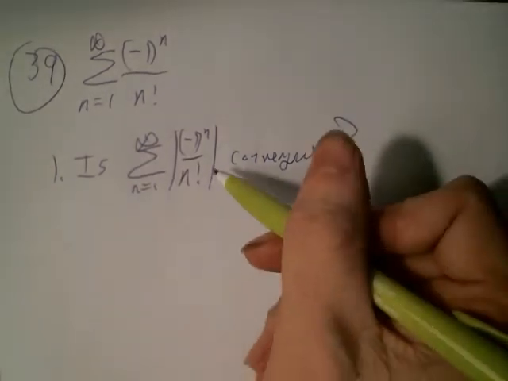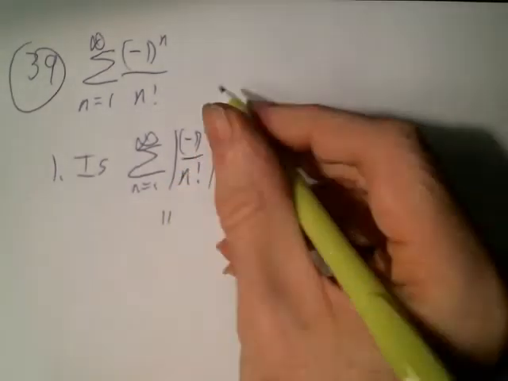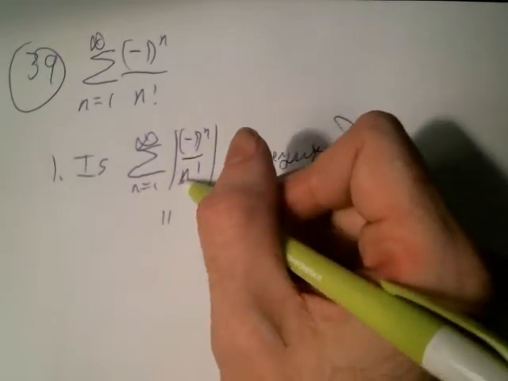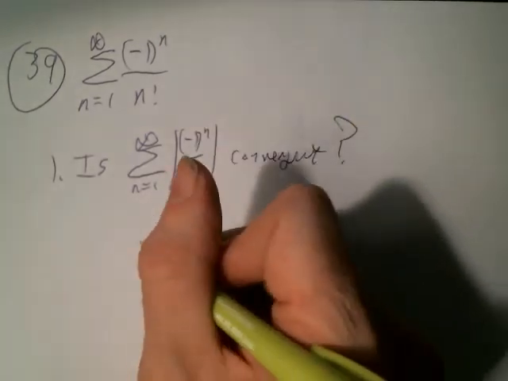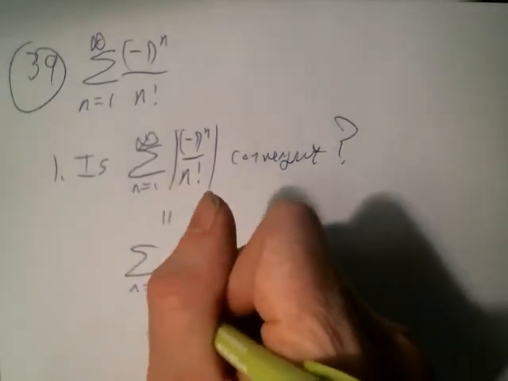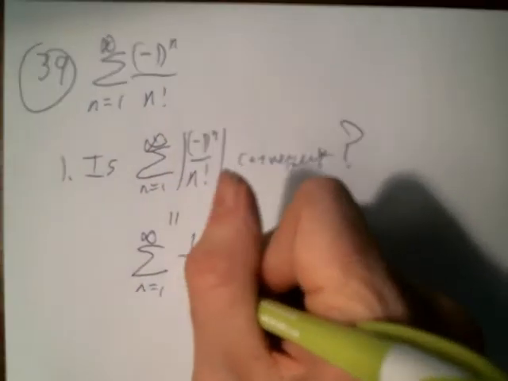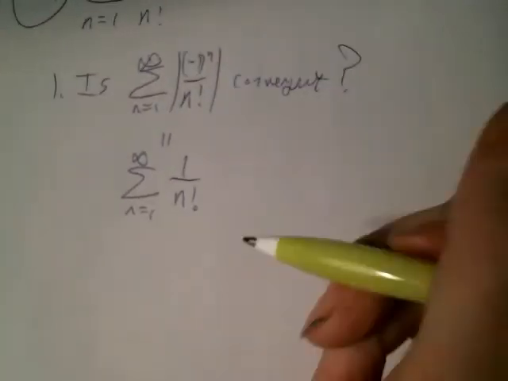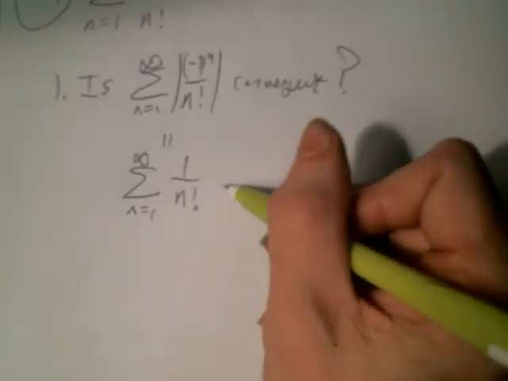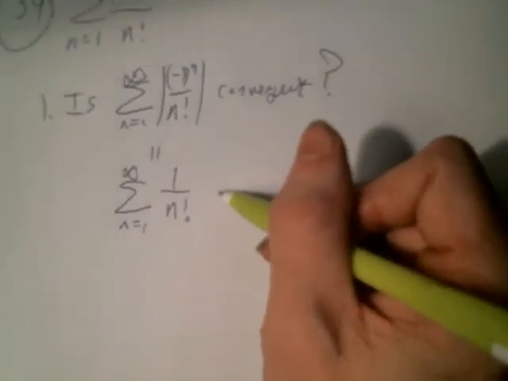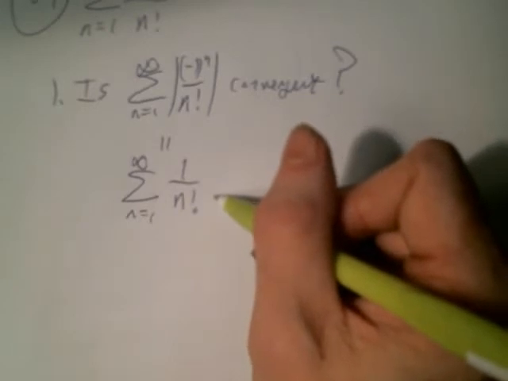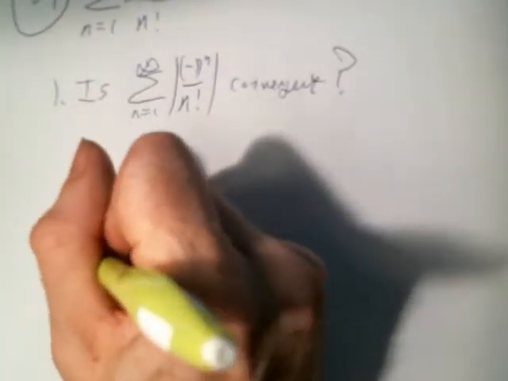So what is this thing? Well, when you take the absolute value of these negative 1 things to whatever power, the absolute value will just kill them off. So this series will become the sum from n equals 1 to infinity of just plain old 1 over n factorial. So we have to figure out, is this thing convergent? It's not really, at least in my opinion, easier to see, but we can actually do a direct comparison test.